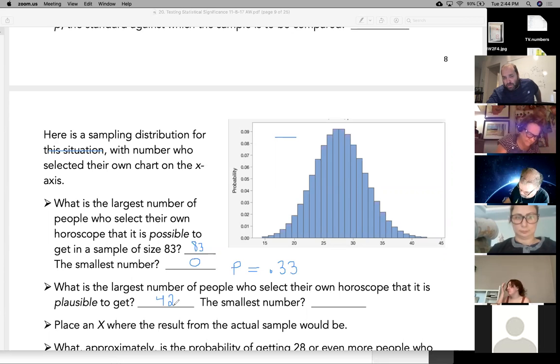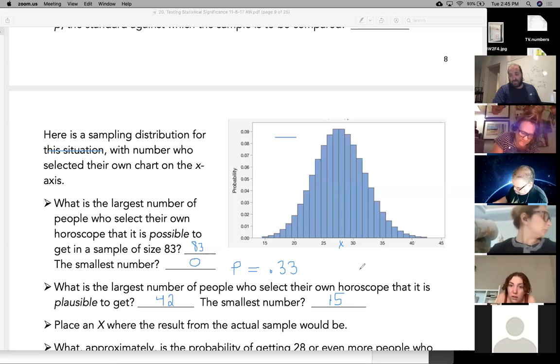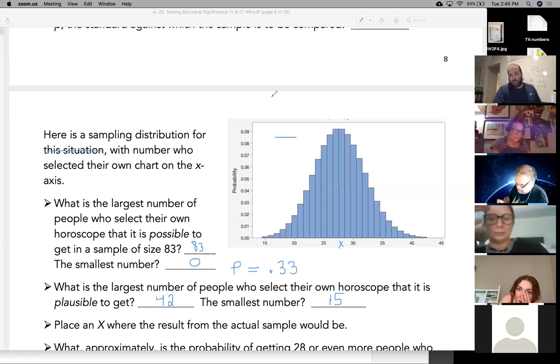And what's the smallest number that is plausible to get based upon this graph? 14, 15. Yeah, I'd say 15. So place an X where the result from the actual sample would be. We got what, 28? So we got a result right there in the center. In other words, we got a result that is essentially exactly what you would expect if astrologers do not know what they're talking about, at least in this regard.